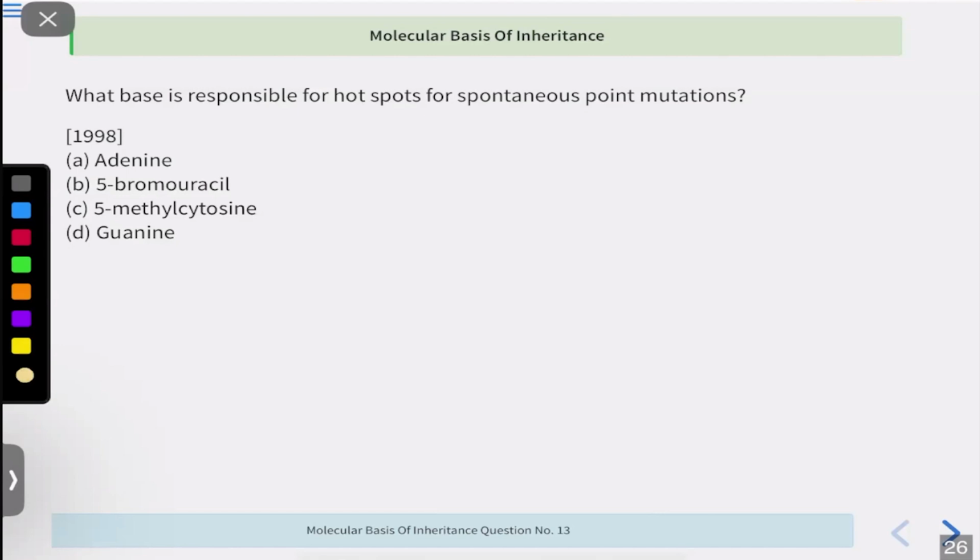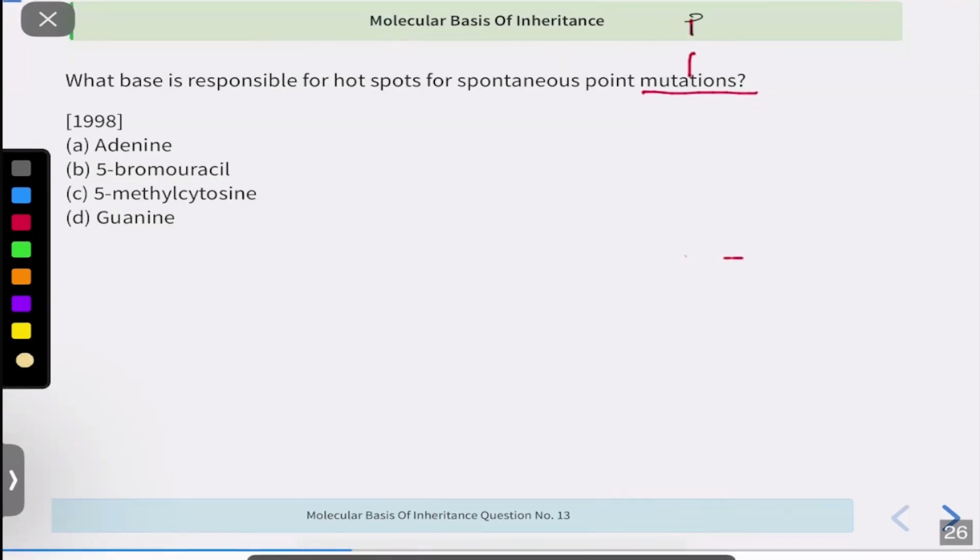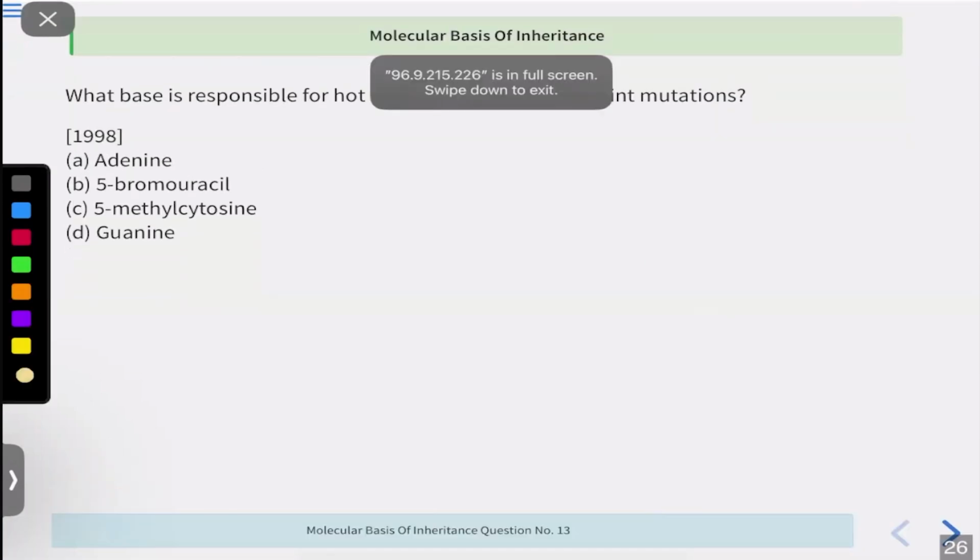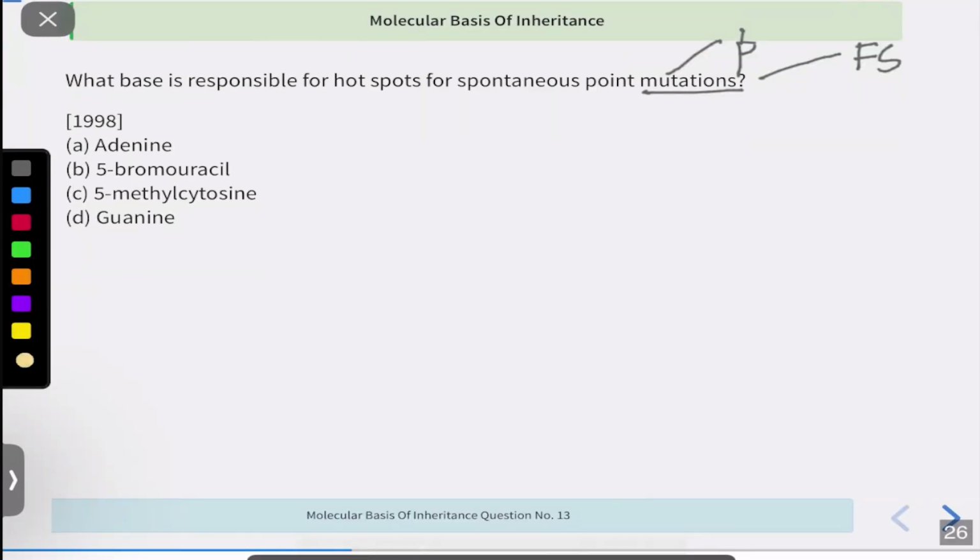Now, hotspots. These hotspots are what? Mutations, so you know, and there are different kinds of mutations also. Okay. Point mutation, frame shift mutation, and whatnot. Spontaneous means it is happening on its own. Now, what is a hotspot? A hotspot is a site where a lot of these mutations are going to happen, and there is increased susceptibility for mutation to happen. That place is known as a hotspot. Okay.